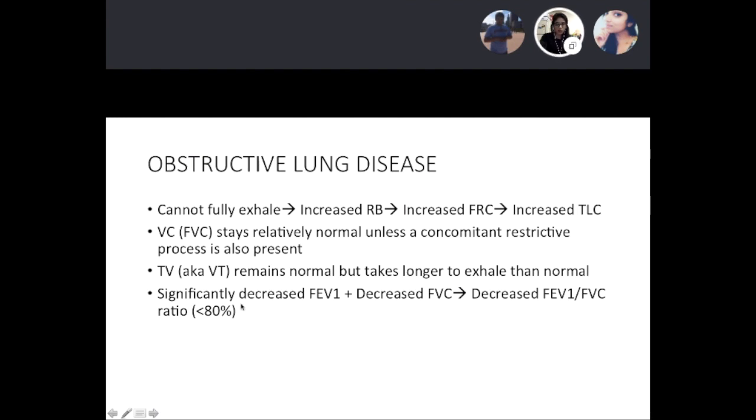And then overall, at the end, there is significantly decreased FEV1, the forced expiratory volume at 1 minute. And there's also decreased FVC, the forced vital capacity. So overall, that makes the ratio FEV1 to FVC less than 80.